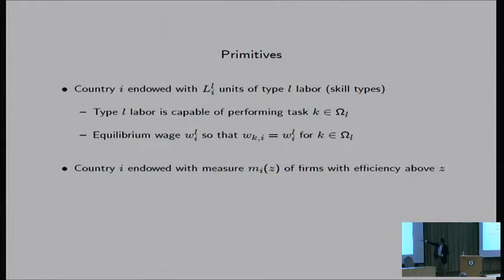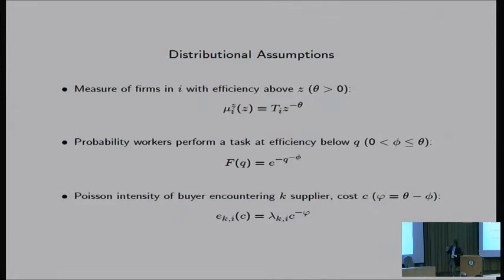And then the country's also endowed with a measure of firms with efficiency above Z for all different values of Z that you could imagine. And that element of the model is exactly what we've used in the past, and Thomas Chaney's used in the past, and it fits into the Melitz model and so on. So that's a continuity from earlier models. Okay, so what makes this thing run is really some particular distributional assumptions.